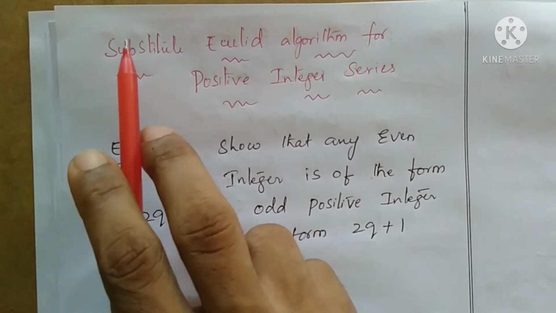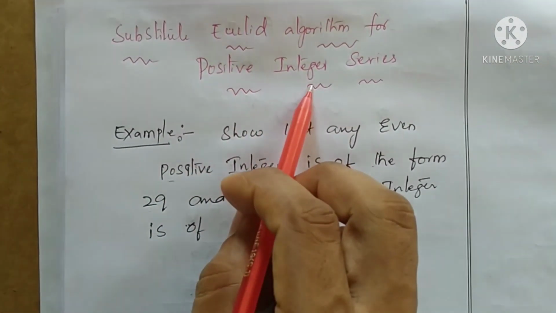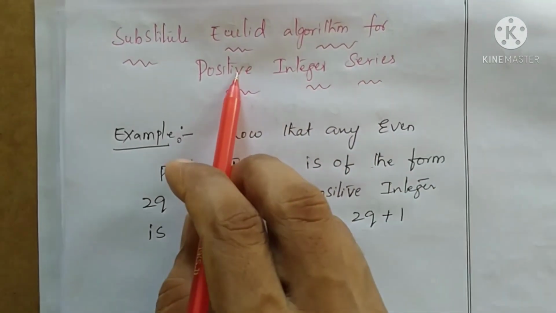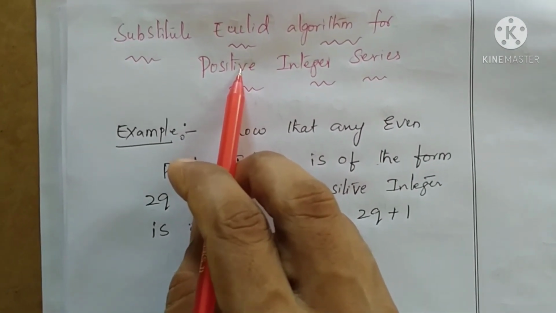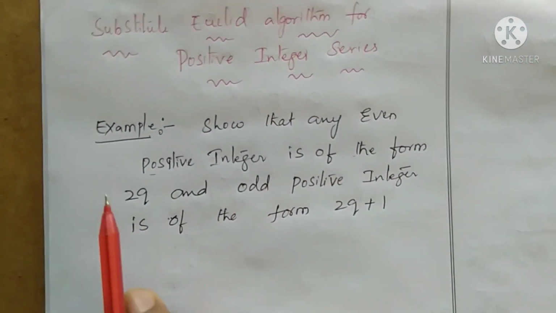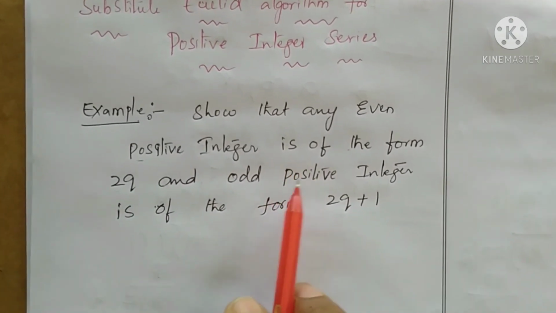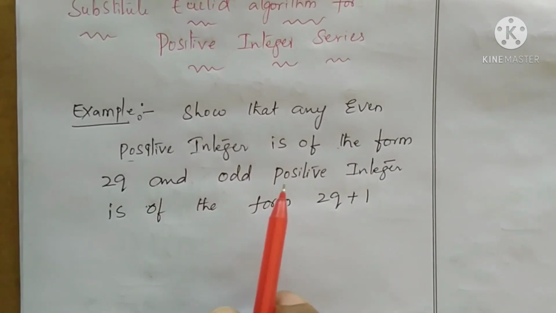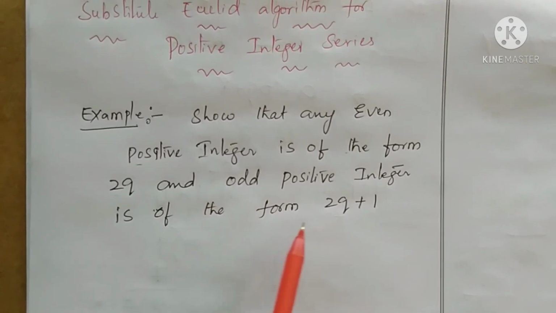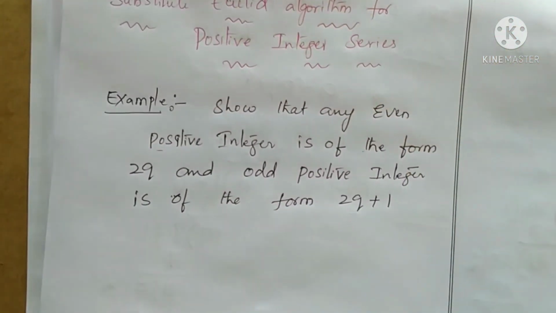Our next topic: Euclid's algorithm for positive integer series. Positive integers are of two types, one is even, one is odd. Example 1: show that any even positive integer is of the form 2q and any odd positive integer is of the form 2q plus 1 by using Euclid's division algorithm.